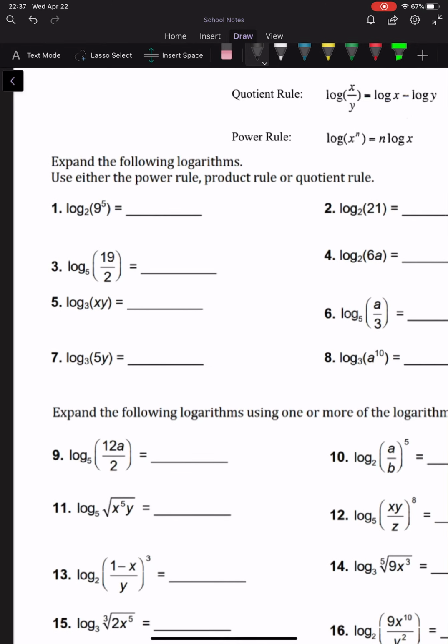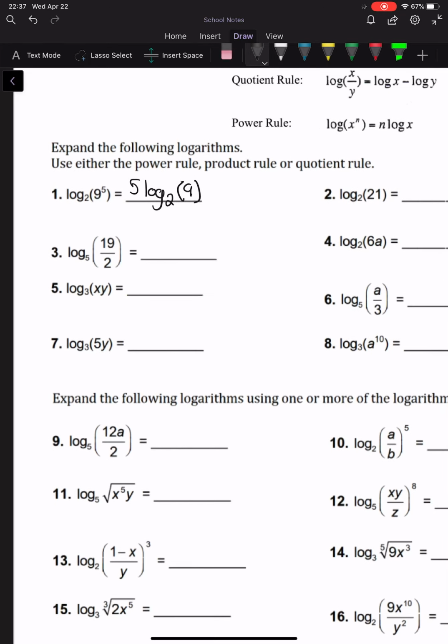So question 1, we have log base 2, 9 to the 5th power. So this is just going to be the power rule, and we're going to bring that 5 up front. So we're going to have 5 log base 2, 9. Question number 3. This time we're going to be using the quotient rule.